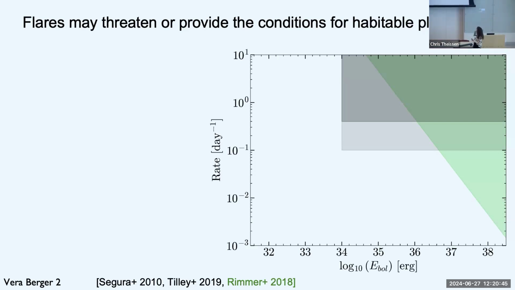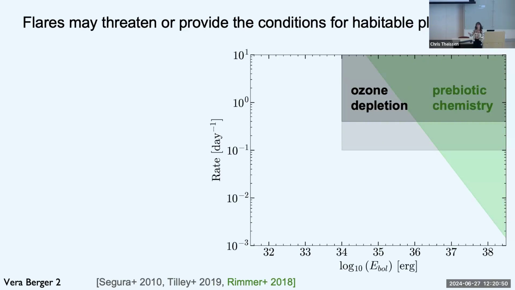And on this plot are two regions. The gray rectangular region is the ozone depletion region, a combination of flare rates and energies thought to be sufficient to deplete the ozone layer on an Earth-like atmosphere almost entirely and irreversibly. And then the green triangular region is the prebiotic chemistry or biogenesis region, which is a combination of rates and energies thought to provide enough near UV radiation to provide building blocks for RNA synthesis as sort of a minimum condition for habitability. And it's important to note that these regions overlap. So it's especially important to have accurate constraints on our rates and energies.